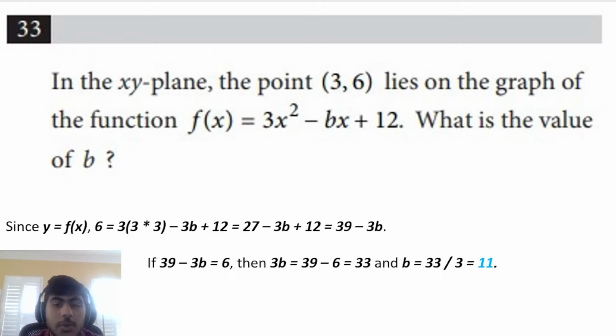So again here, we know that y equals f of x. So 6 equals 3x squared minus bx plus 12 when you plug in x equals 3. And you're going to end up with 39 minus 3b equals 6. So 3b equals 33 and b equals 11. Not much to it again. Just make sure you know what you're doing.